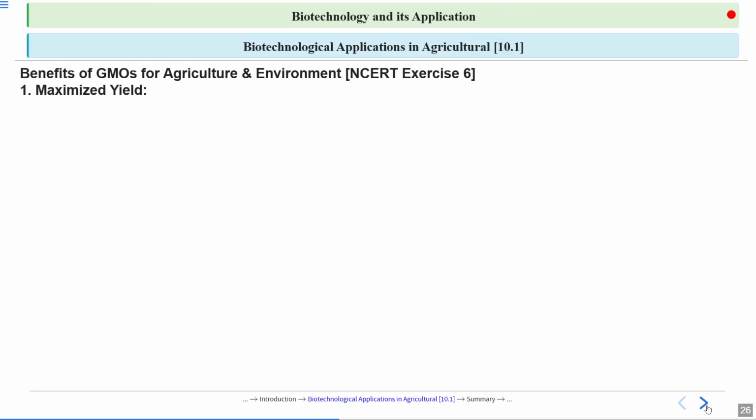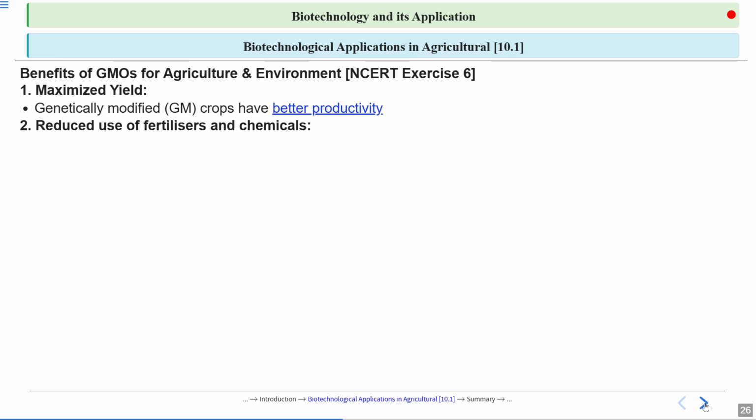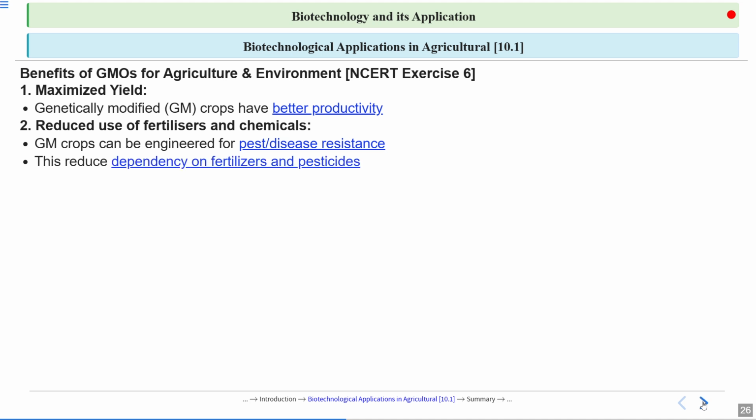Now, what are the benefits of genetically modified organisms for agriculture and the environment? From this session you will get the answer of NCERT exercise number 6. First, there will be maximized yield, meaning genetically modified crops will make sure that the productivity is better, the yield is better. We have to use a reduced amount of fertilizers and chemicals, meaning genetically modified crops can be engineered for pest and disease resistance, an example we are going to see in next slides. This reduces the dependency on fertilizers and pesticides, helping in sustainable farming with minimal environmental harm.